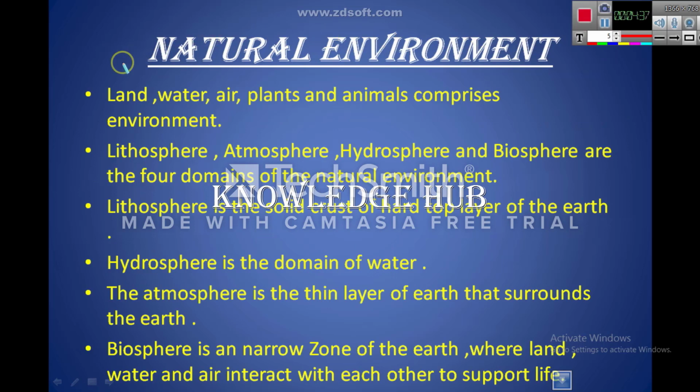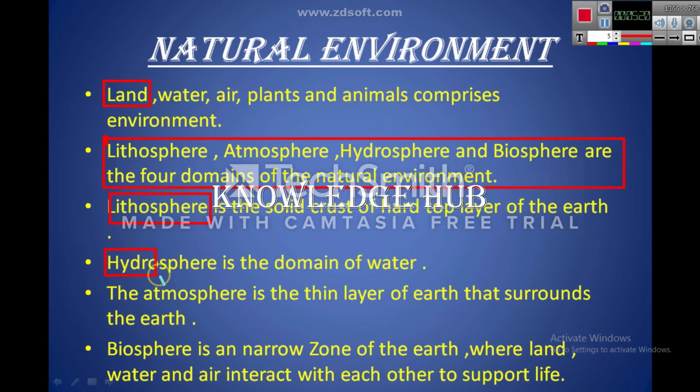Environment. Generally land, water, air, plants, animals comprise the environment. It means there are four domains of the natural environment: lithosphere, atmosphere, hydrosphere, and biosphere. What is the meaning of lithosphere? Here, lithosphere is the solid crust or hard top layer of the earth. It means the lithosphere is made of rocks and minerals and covered by a thin layer of soil. It is an irregular surface with various landforms such as mountains, plateaus, plains, valleys, etc.